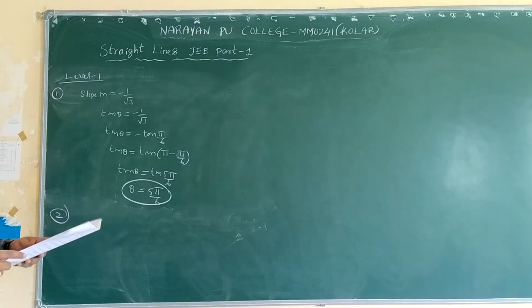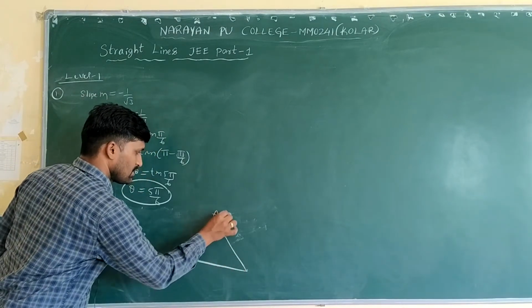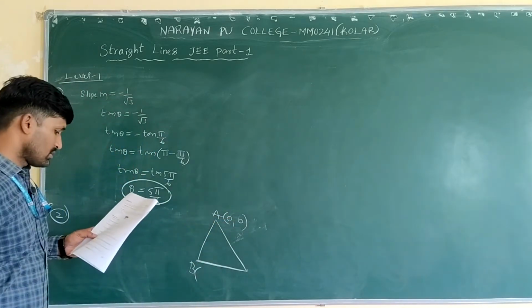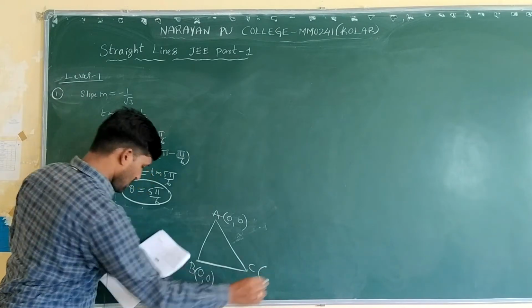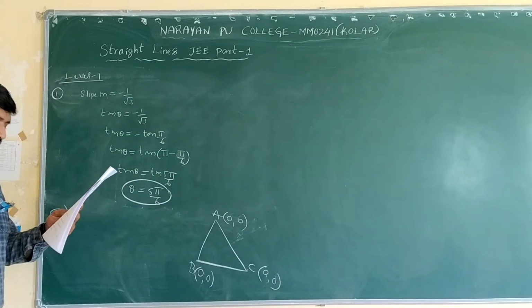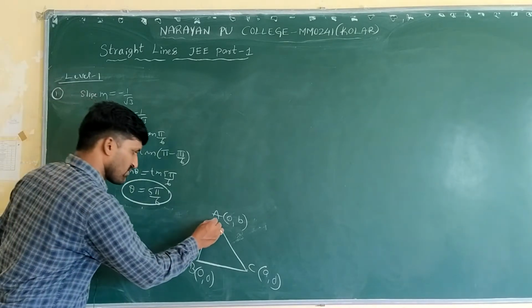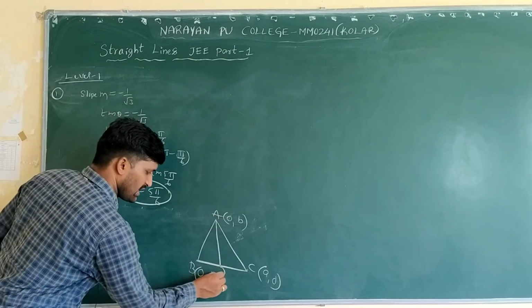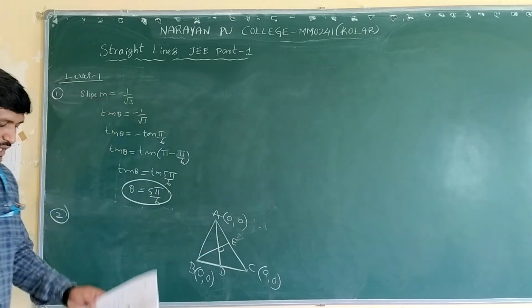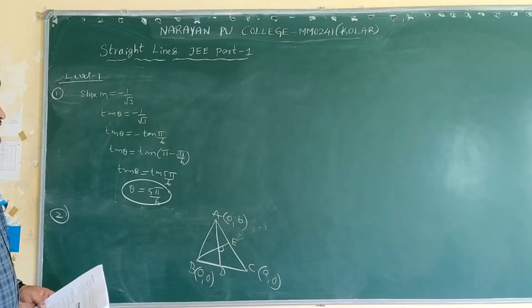Next one: the medians AD and BE of a triangle with vertices A, B, C. Here they are asking about the medians AD and BE of a triangle with vertices ABC, which are perpendicular. AD means from the vertex A to the midpoint, that is D, and from B to the other side, that is E. They have given that these two are perpendicular. Then we need to find the relation between the A value and the B value. For that, we need to use the perpendicular condition.